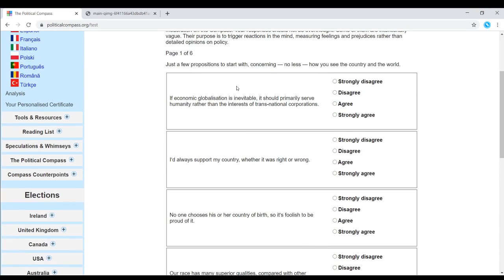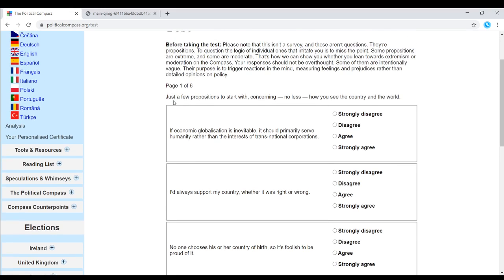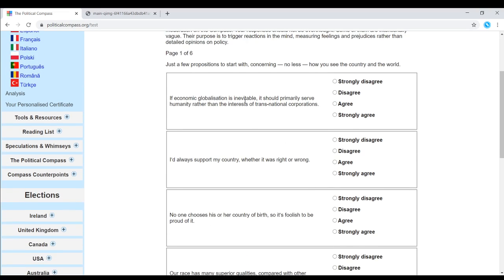political issues. So this first page looks like it's just a few propositions to start with concerning how you feel about the country and the world. So this is probably like how you feel domestically and in terms of foreign policy. Let's see what it says.